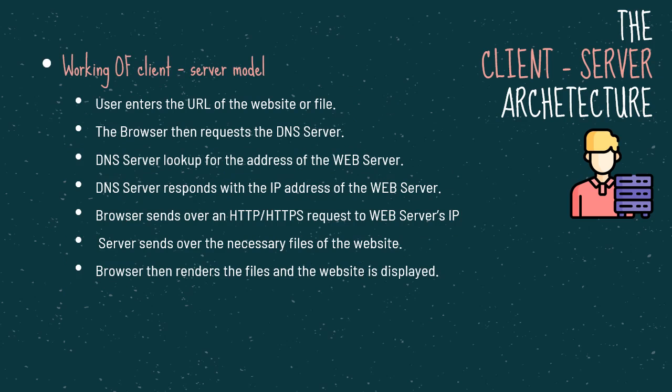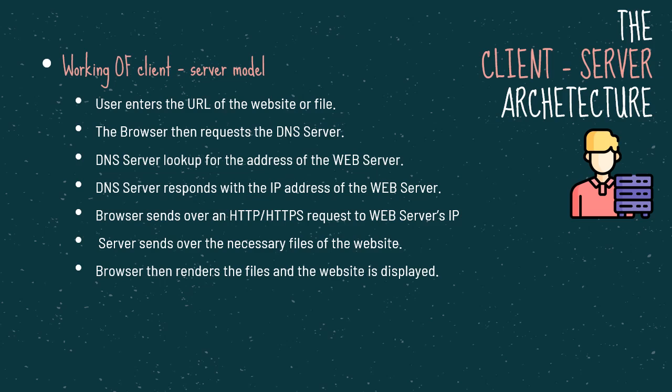Now, how does the client server model work? The user enters the URL of a particular website or a particular file. The browser then requests the domain name server. The DNS server looks up the address of the web server. When the address is found, the DNS server responds with the IP address of the web server.